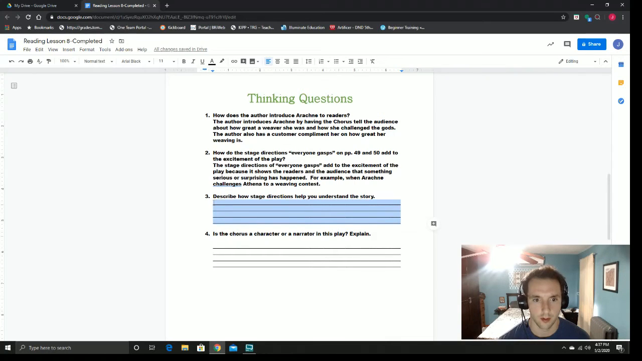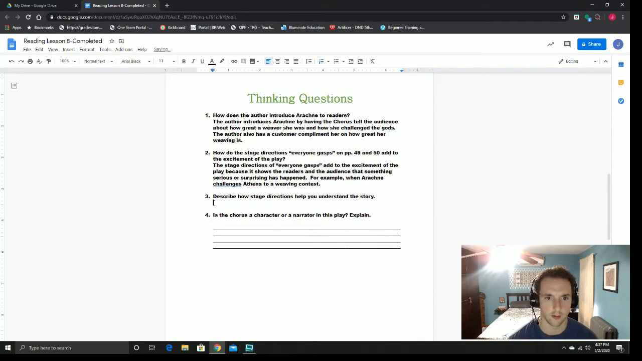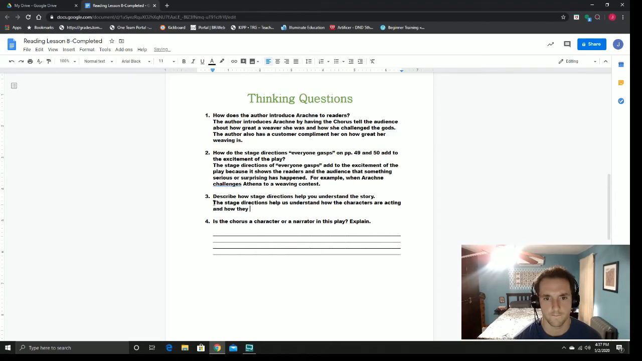All right. And the situations. So the stage directions help us understand how the characters are acting, and how they feel about each other and the situation.